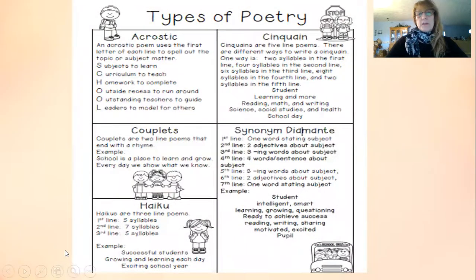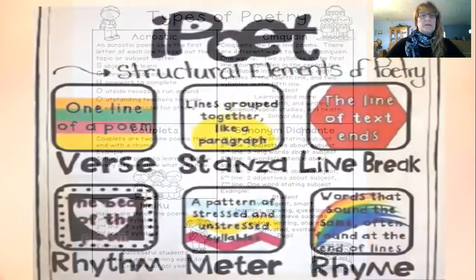They're all different types of poetry: acrostic, cinquain, diamante, couplets, and haiku. You can see that we're starting to check them off as we learn them. A haiku poem has 3 lines, but the syllables in each line are very important.